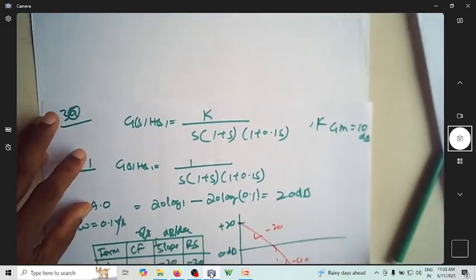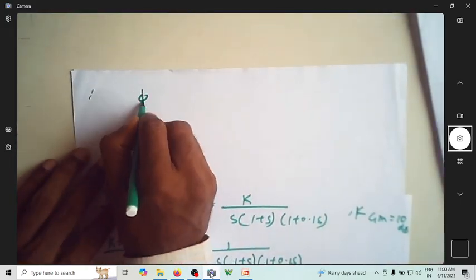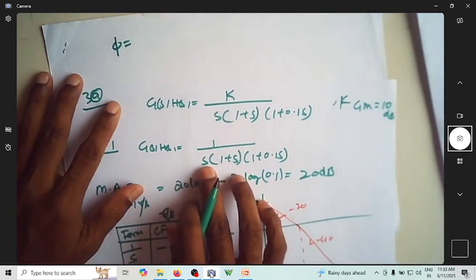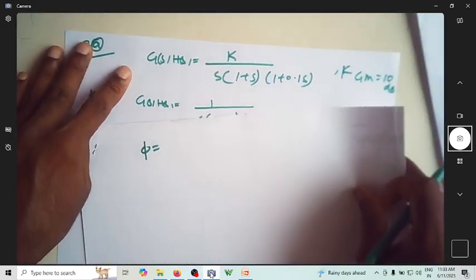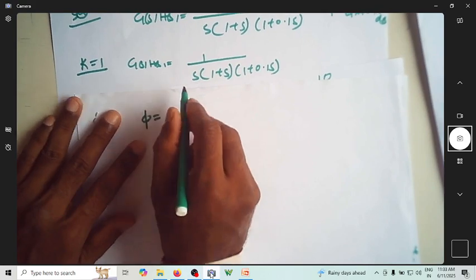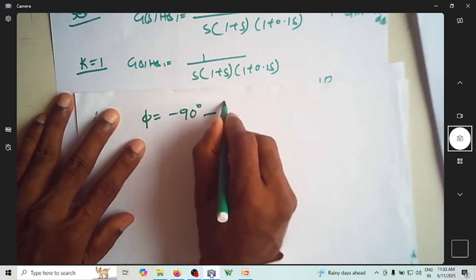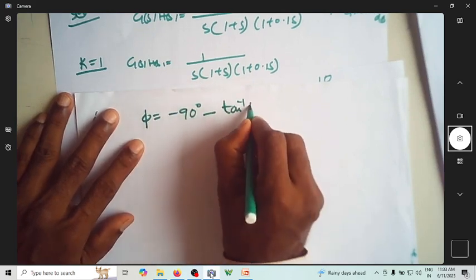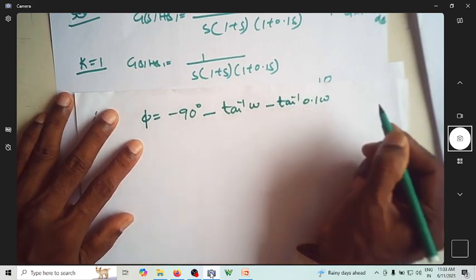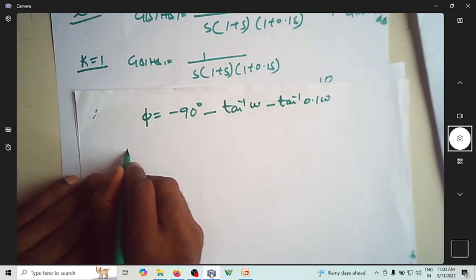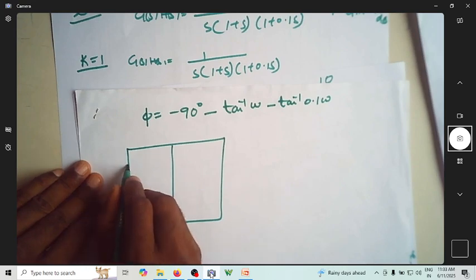Let us also write the phase equation and find omega PC. Phase equation as per this open loop transfer function is: this is contributing minus 90 degree. This is contributing tan inverse of omega minus tan inverse of 0.1 omega. So now let us find out for different values of omega what the phase is.